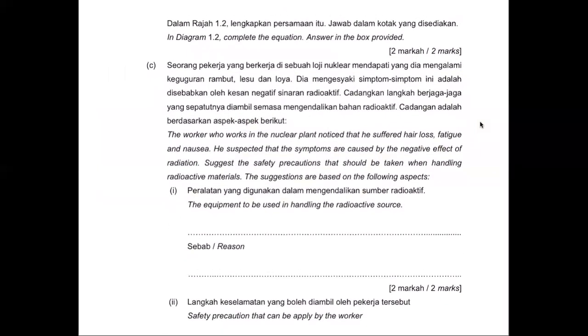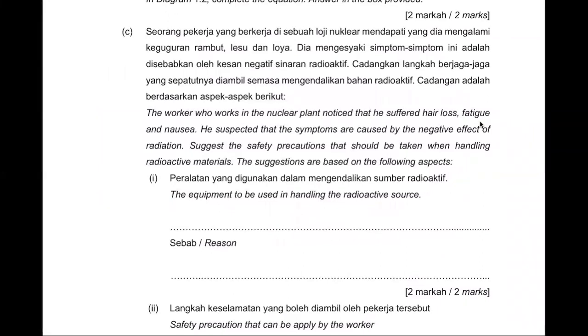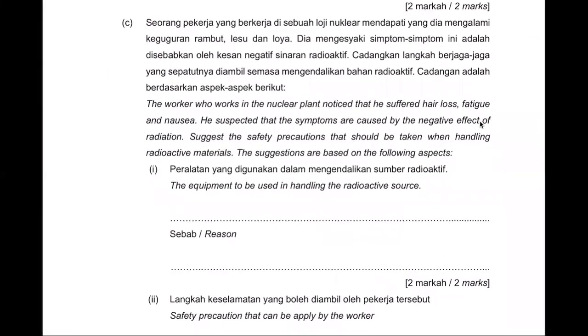Right, next, question C. The worker who works in a nuclear plant noticed that he suffered hair loss, fatigue, and nausea. He suspected that the symptoms are caused by negative effect of radiation. Suggest the safety precautions that should be taken when handling radioactive materials. The suggestions are based on the following aspects: the equipment to be used in handling the radioactive source. So what do you think?